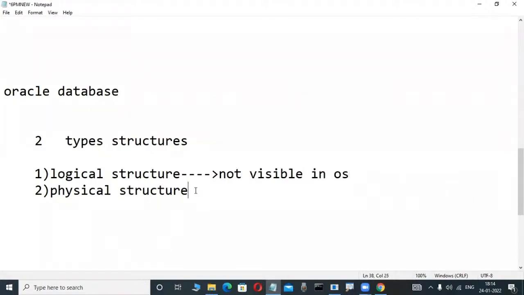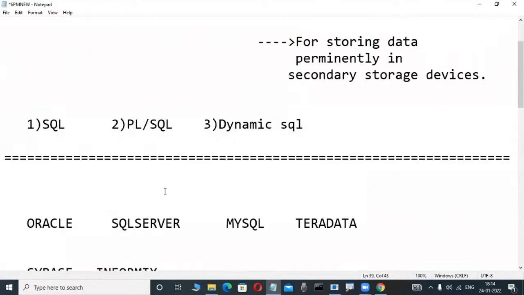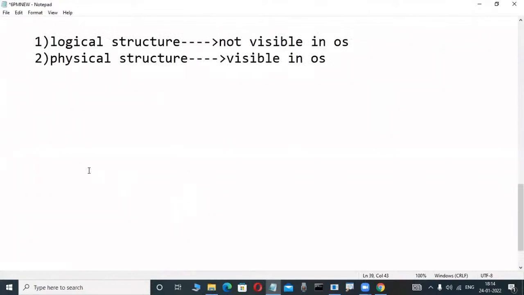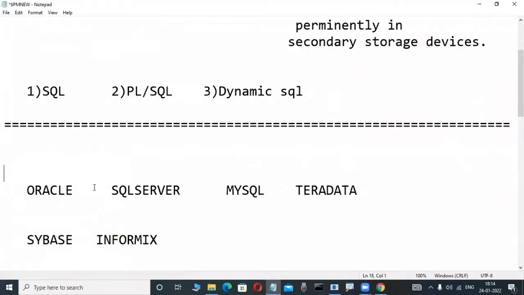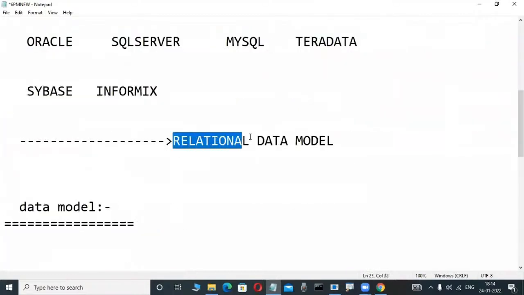A physical structure means whenever we install Oracle, SQL Server, DB2, these softwares, automatically physical files are created, as I told you in previous classes. That's why a structure which is visible in the operating system is called a physical structure. These are all the things I told in a previous class. Now observe here. What is a data model? These all products are implemented based on which concept?